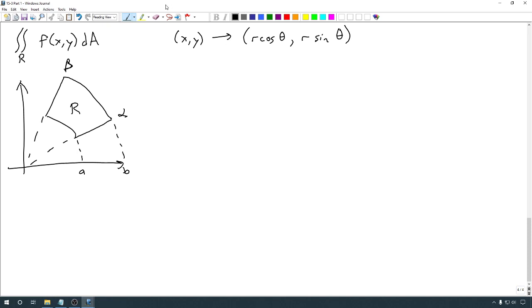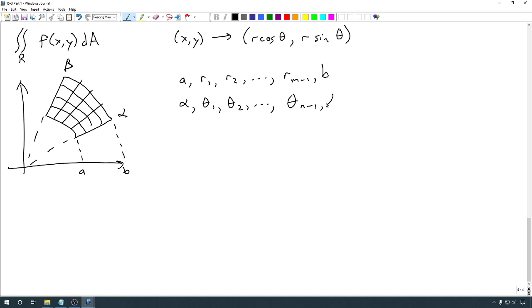Now, similar to rectangles, what we're going to do here is divide up our polar rectangle into a bunch of polar subrectangles, basically into a grid of them. Let me get that out of there, because I want to go ahead and draw in some various different radii. Basically, we're dividing up our radius into multiple pieces. So let's say maybe we have A, R1, R2, all the way to some R m minus 1, and then B. So a whole bunch of little different radii between A and B, and then also a bunch of different angles between alpha and beta. So let's say alpha, theta 1, theta 2, to some theta n minus 1, then beta.